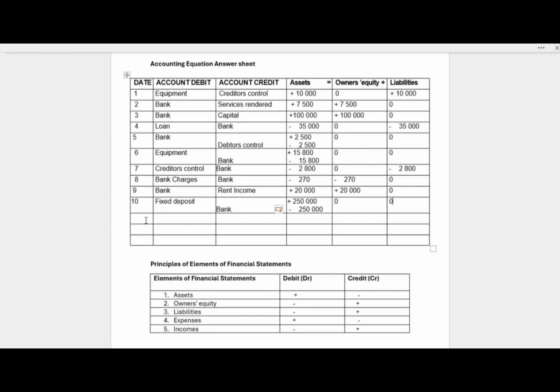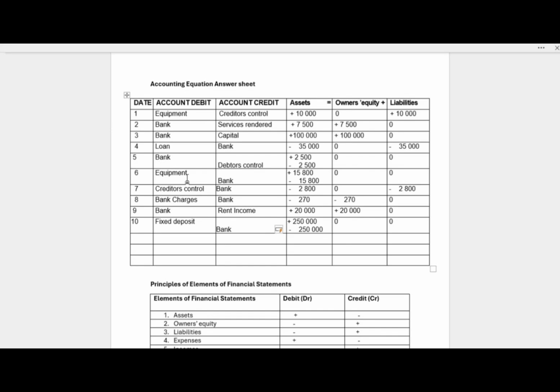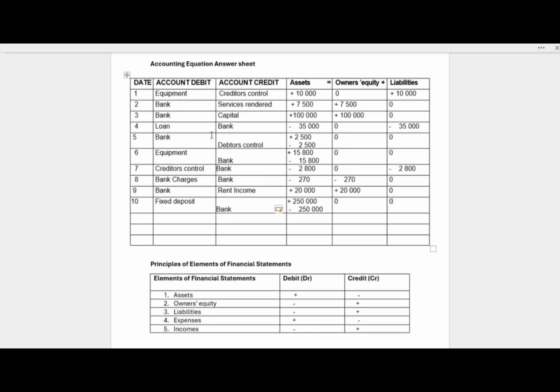Remember, do not just record when you prepare the accounting equation without trying to relate your account with the elements, so that you can record correctly. So I believe after watching this video, accounting equation is no longer going to be a problem. You are going to make it. This is the better way to record or to prepare your accounting equation.